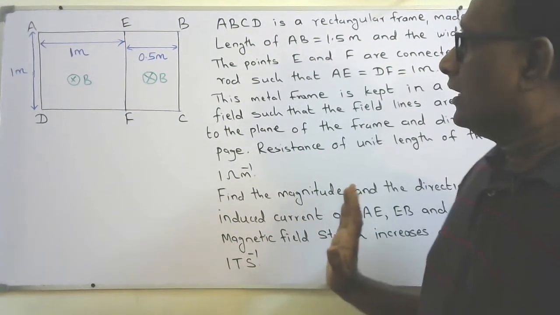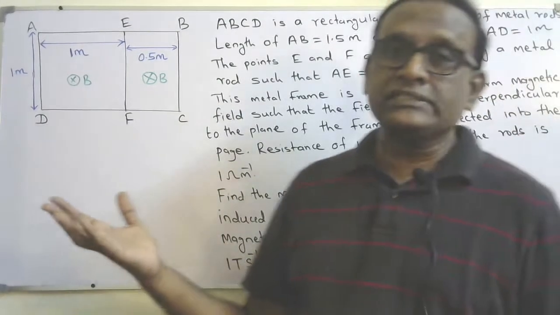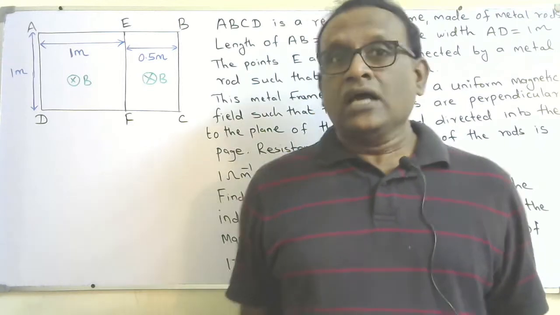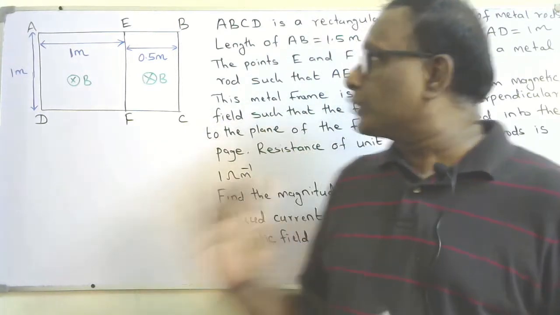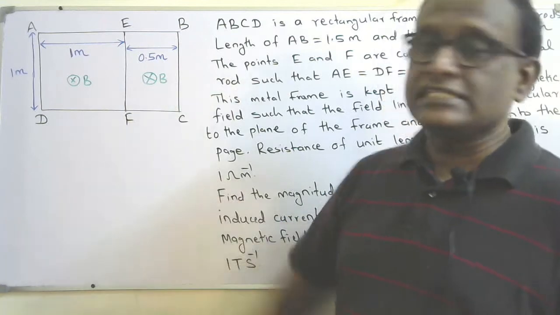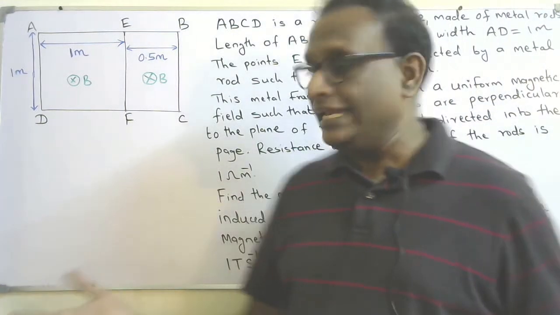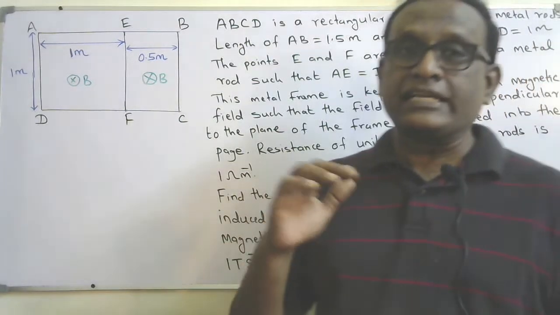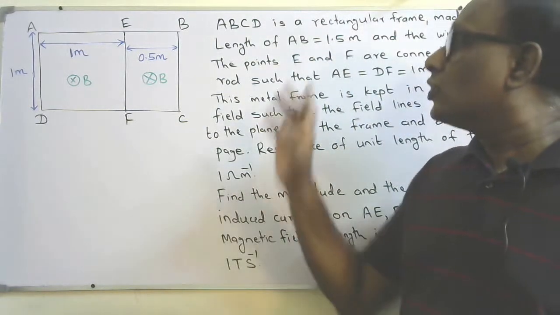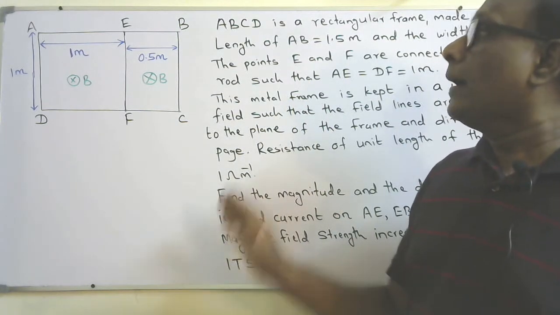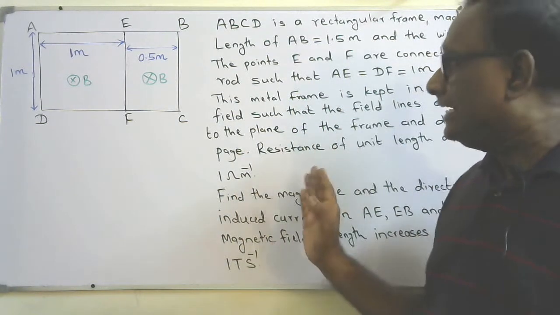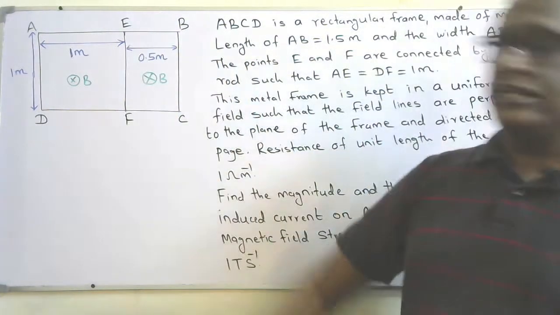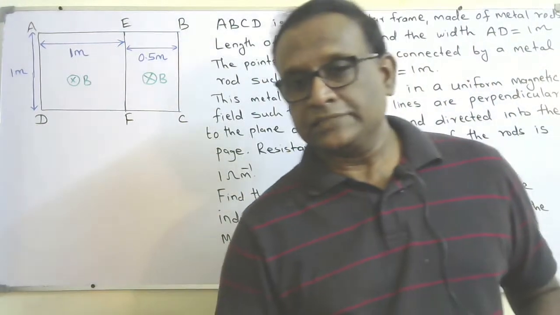Now you know that when there is a rate of change of flux linkage with a metal frame, there will be an induced current because of the induced EMF. The magnetic field strength B is uniformly increasing at a rate of 1 Tesla per second. When that happens, what is the direction and magnitude of the induced current on the sides AE, EB, and EF? That is the question we need to answer.